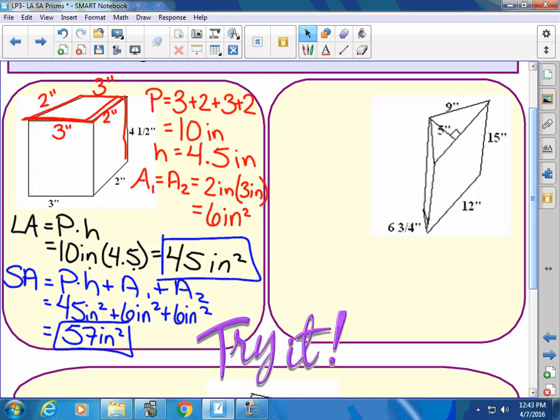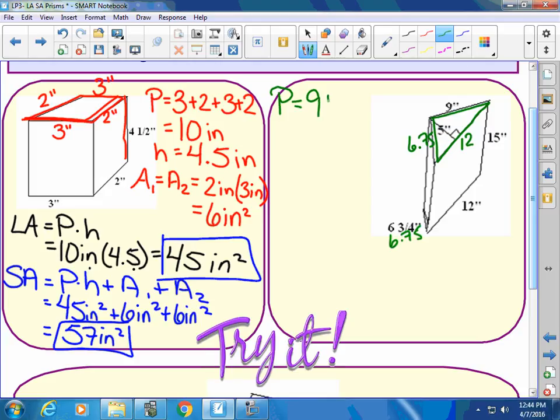Okay. For the next one, we have a triangular prism. With the triangular prism, my base is a triangle, hence the name triangular prism. So I'm going to start it out the same way, but remember, if this is 6 3/4, I'd like it as 6.75, and I'm going to write it up here as well. If that's 12, this is 12, and the 9's already labeled. The reason why I'm doing that is when I go to find my perimeter and I add 9 plus 6.75 plus 12, I get a perimeter of 27.75 inches.